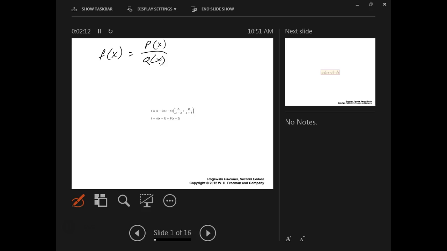So the method of partial fractions is the technique we use when we try to integrate rational functions. Okay? Now, here's an example. Here's a very simple rational function, 1 over x squared minus 1. Okay?